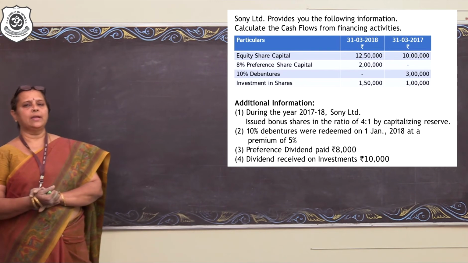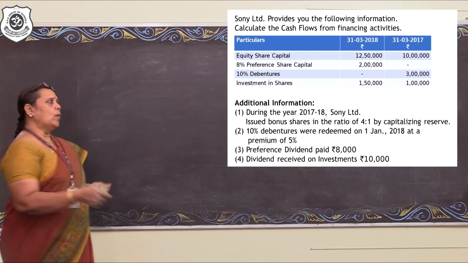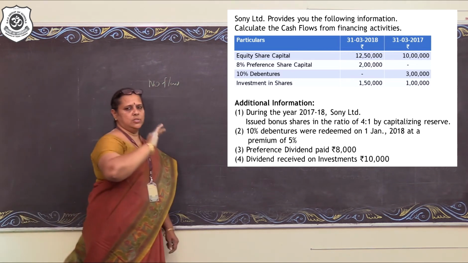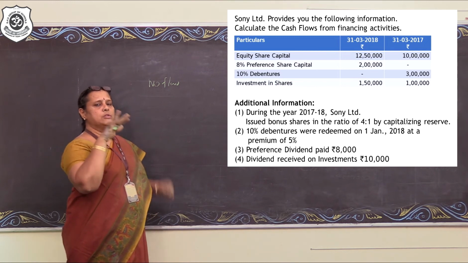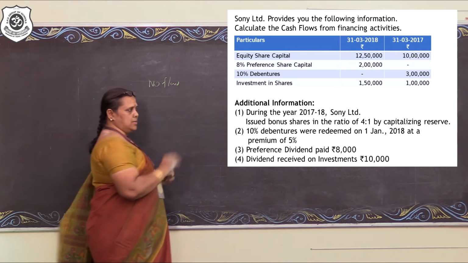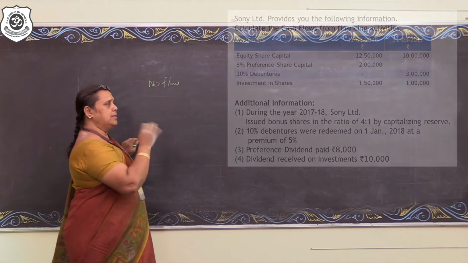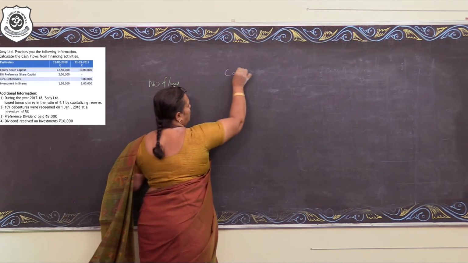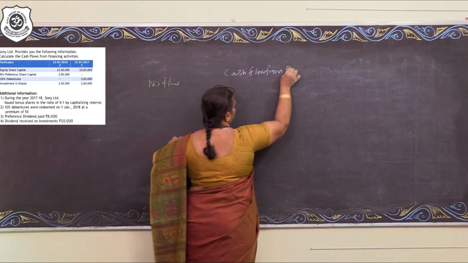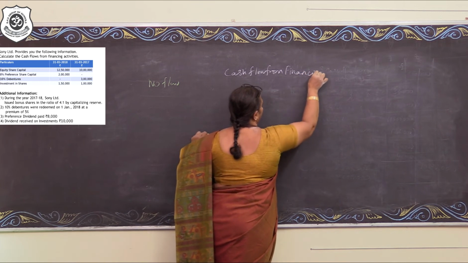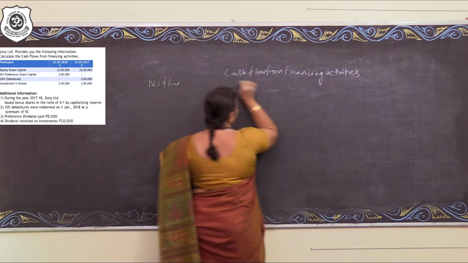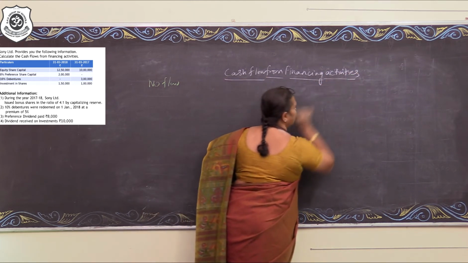You see the first adjustment which says during the year the company capitalized the reserves by issuing bonus shares of 4:1 ratio. Opening balance of equity share capital is 10 lakhs. It is increasing by 2,50,000. So the ratio between 10 lakh and 2,50,000 is 4:1, which leads to no flow in cash flow from financing activities. Due to the increase in equity share capital, there is no flow in cash flow from financing activities. That's the only thing that we should be very careful about in this question. Okay, so straight away we should go to calculation of cash flow from financing activities.